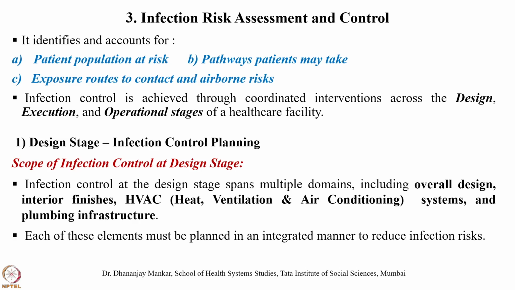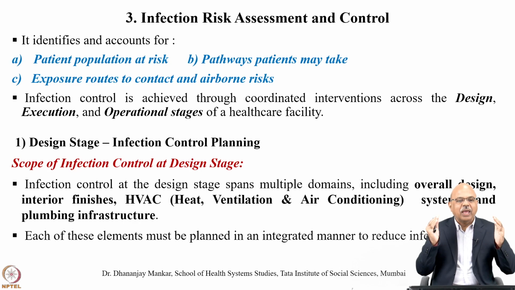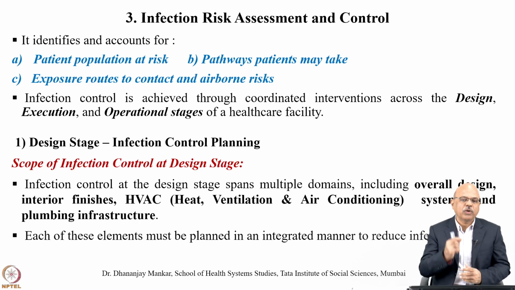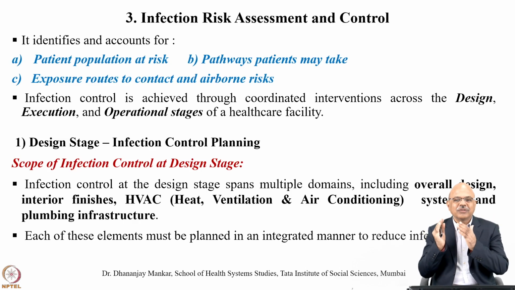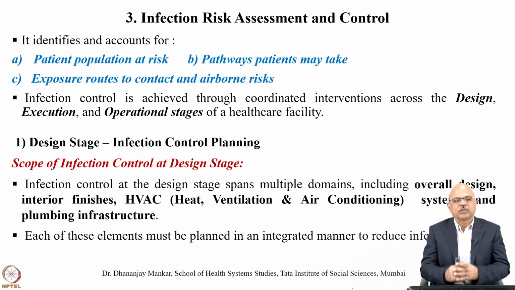Now we'll be discussing infection risk assessment and control. Infection risk assessment and control identifies and accounts for the patient population at risk, the pathways patients make, and exposure routes to contact and airborne risk. Infection control is achieved through coordinated activity, which are the interventions across the design, execution and operational stages of a healthcare facility. So you need to consider the design at first, then the execution and then the operational stages.